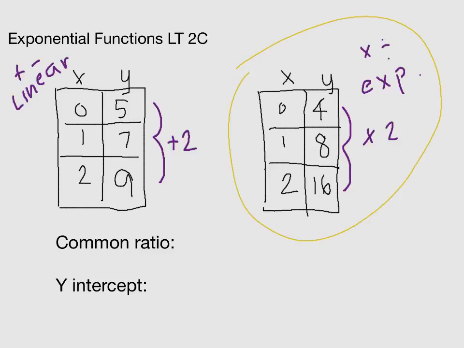Now, looking at the common ratio. The common ratio is what each one goes by of my exponential function. We said that was 2, so my exponential function is times 2. My y-intercept is wherever I'm at my 0, what is my y equal? So it is going to be 4.